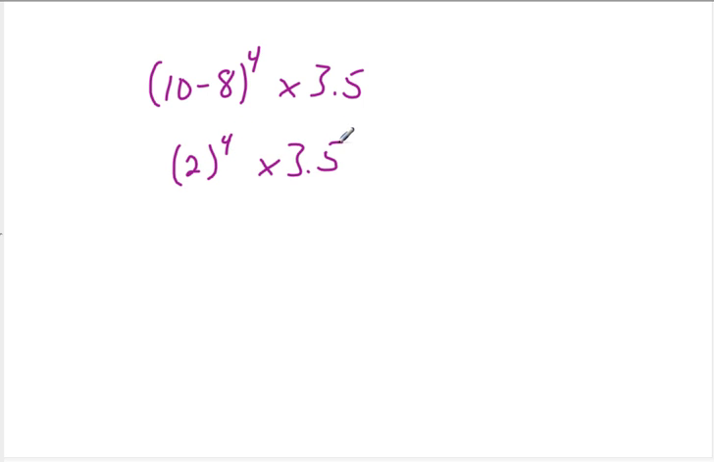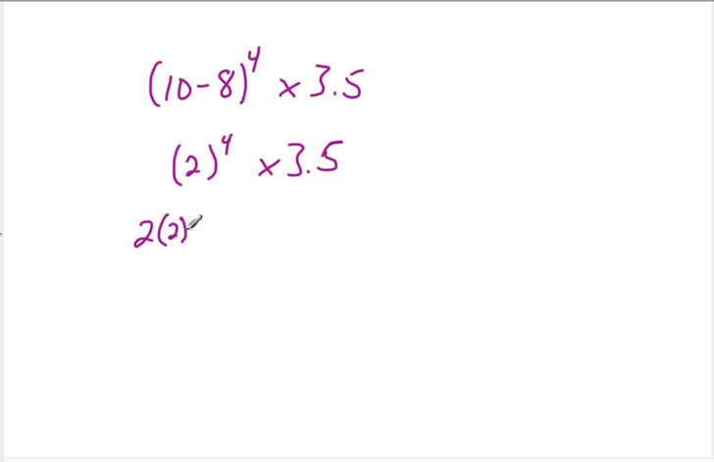Okay. So let's try one more example, then I'll end the video. So let's say we had something like 10 minus 8 to the 4th power times 3.5. So here, again, we have to do the grouping symbols first. So 10 minus 8 would be 2. And then I'm just going to write the rest out. Now we have an exponent and we have multiplication. Exponent has to go first, so this means 2 to the 4th power. So the base gets multiplied 4 times, so 2 times 2 times 2 times 2.